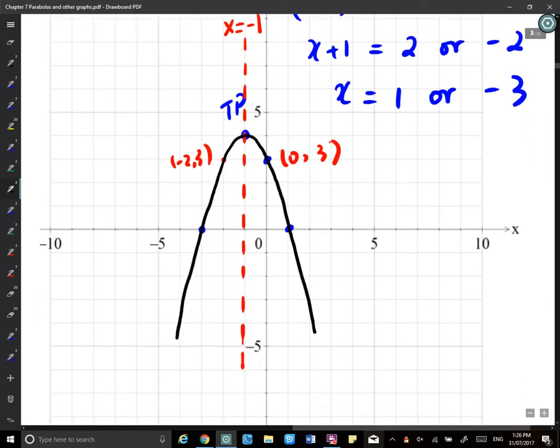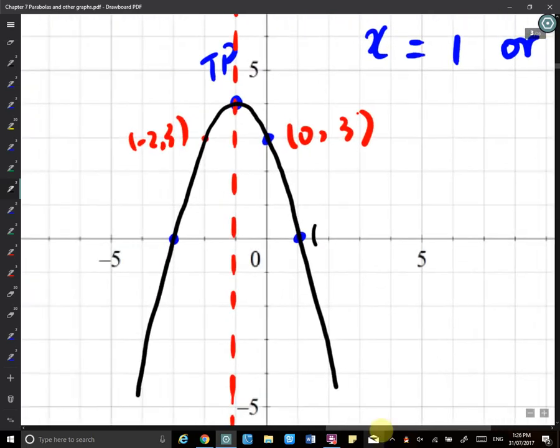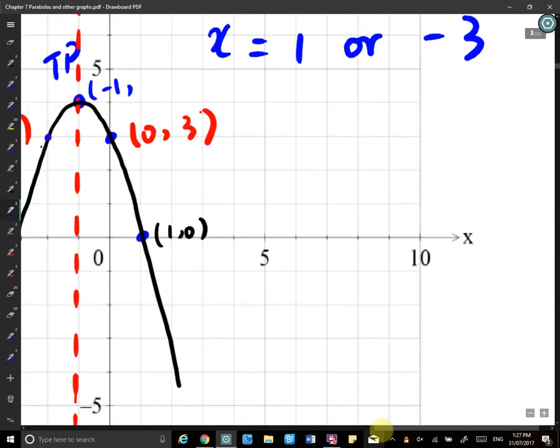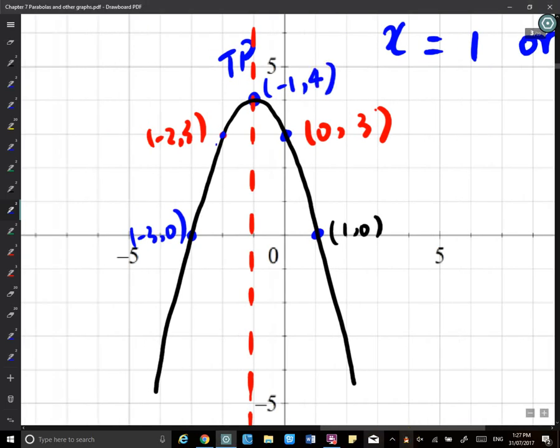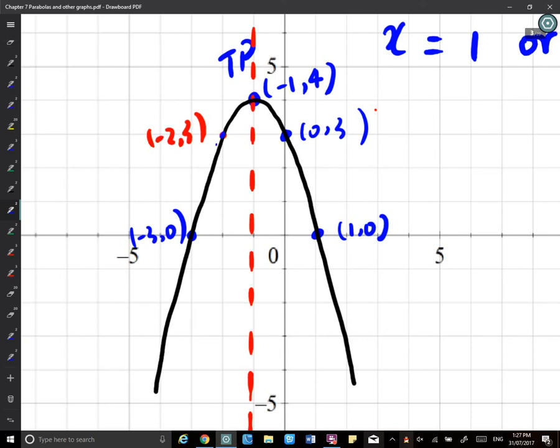Well, it looks like that. So I need to label 1, 0, negative 3, 0, to 3, and the turning point is negative 1, 4. Well, you at least need to label all these blue points. At least label 4 points in this question.